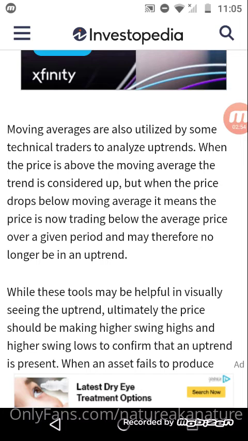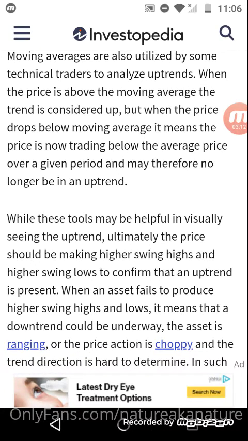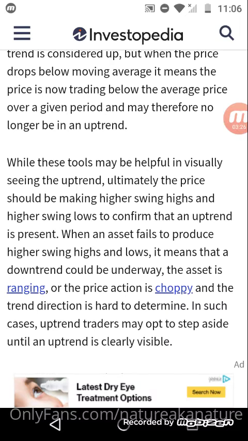So when the price is above the moving average, the trend is considered up. But when the price drops below the moving average, it means the price is now trending below the average price over a given period and may therefore no longer be in an uptrend. It may not. Sometimes you'll see price go below the moving average and then go back up above it. It may signal that there's no longer an uptrend. But we also have to look at other technical candlestick patterns, triple, single, and double candlestick patterns, to see if it's going in that direction.